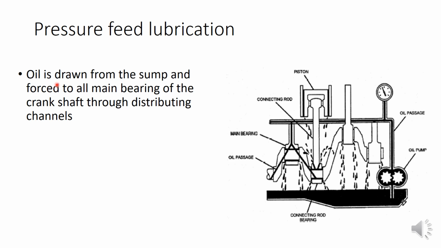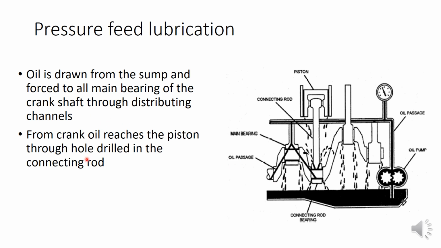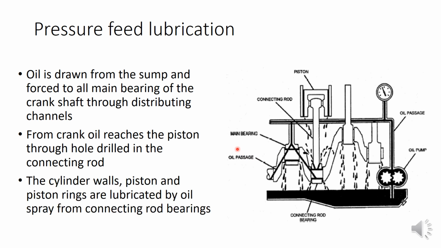So in pressure feed lubrication, the oil is drawn from the sump and forced to all the main bearings through the distributing channels. So we have a channel cut through, and we are pumping the lubrication oil through that channel. And a hole is drilled at the piston. So the oil will reach the piston through the hole drilled in the connecting rod. So every component, connecting rod, crank, etc. will have some hole or some distribution channels. So our oil will reach through that hole or distribution channel.